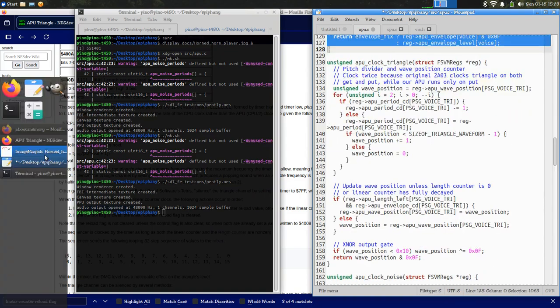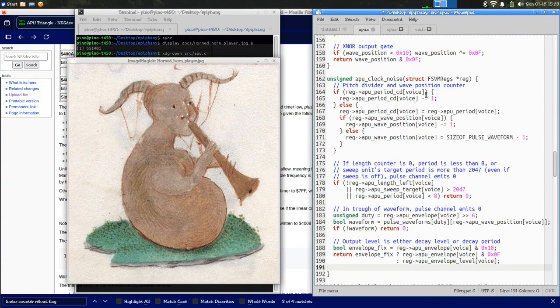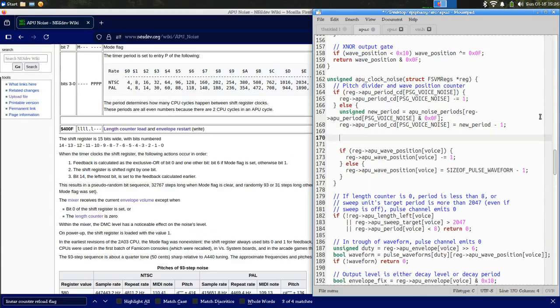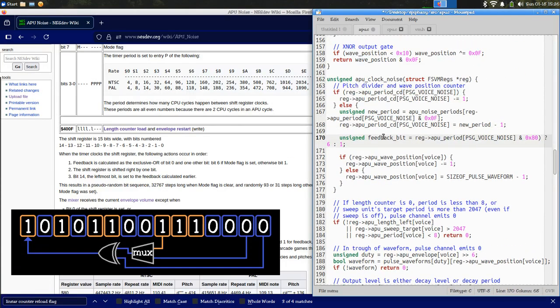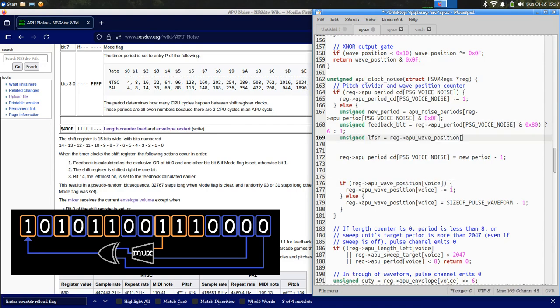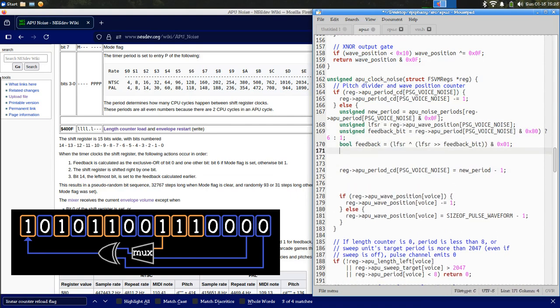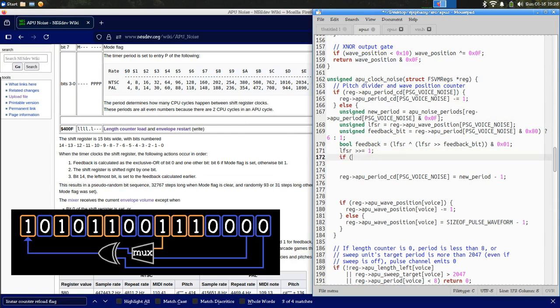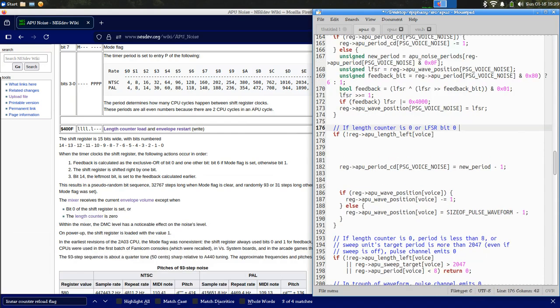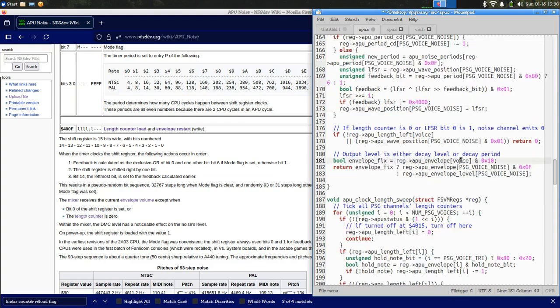Noise shares the envelope with pulse, everything else is different. The period goes through a lookup table. The wave position is a 15-bit polynomial counter. The new bit shifted into the counter is the XOR of 2 bits, one of which is selectable to make either hiss or buzz sound. The lowest bit controls the waveform, subject to muting by the length counter.